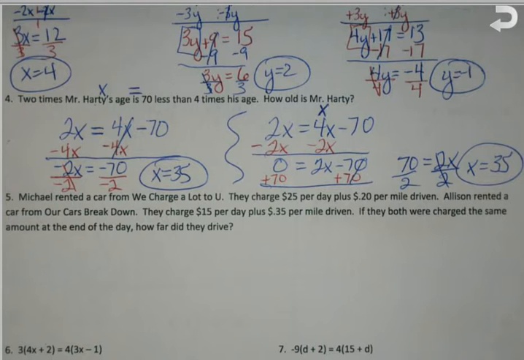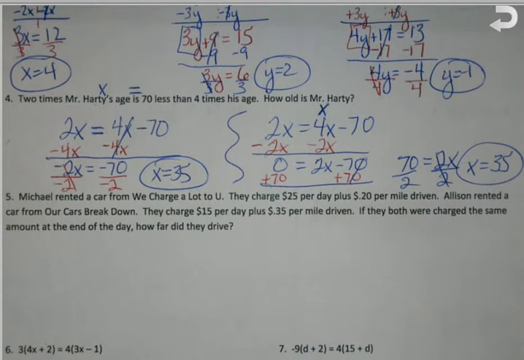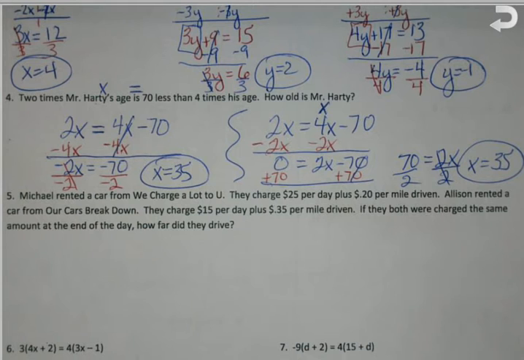All right. Ooh, another story problem. All right, 5. Michael rented a car from We Charge a Lot to You. They charge $25 per day plus 20 cents per mile driven. Allison rented a car from Our Cars Break Down. They charge $15 per day plus 35 cents per mile driven.